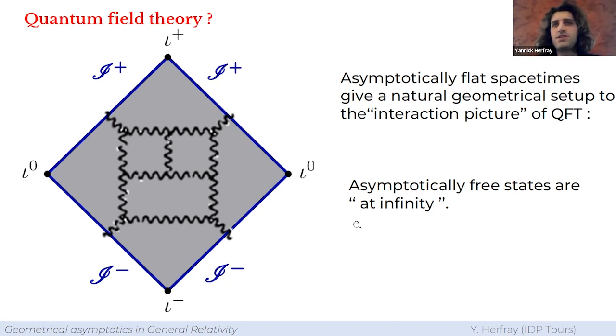This boundary at infinity, they really are the place where you can make sense of these free states at infinity as being states at this boundary. And they are different. It's correct, and this is not just a way of talking, it's correct in a different way.